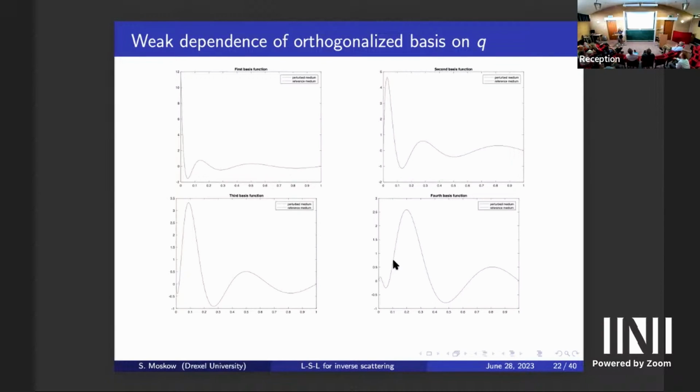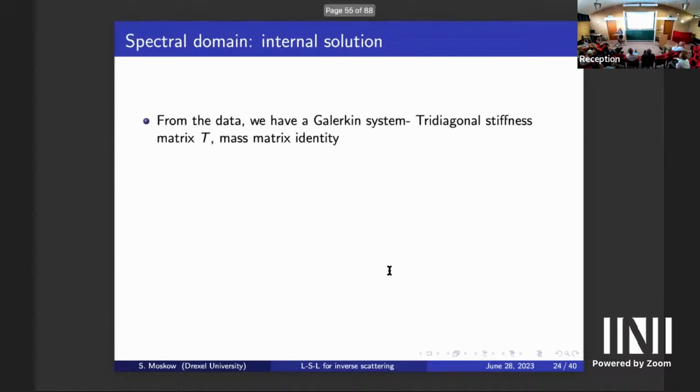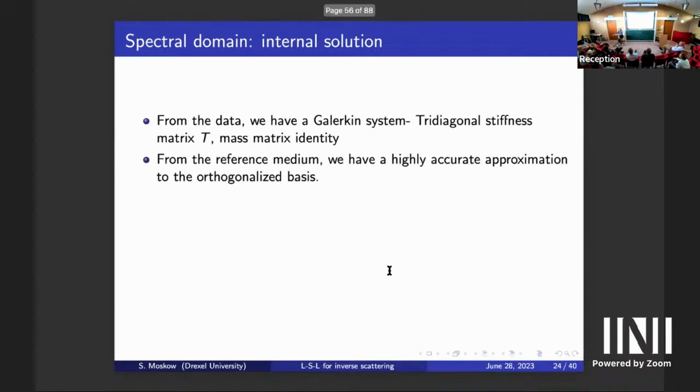But this is what you get after orthogonalization, and you can see that they're kind of localized. This is the first, second, third, fourth, fifth, sixth, and as you get away from your source receiver, they get coarser and further away. So this is the orthogonalized basis, depending weakly on Q. So from the data, we have a Galerkin system, a tridiagonal stiffness matrix, and the mass matrix is the identity. After orthogonalization, things are orthogonal, so the mass matrix is just I. The stiffness matrix is some tridiagonal T for a SISO problem. From the reference medium, we have a highly accurate approximation to the orthogonalized basis.